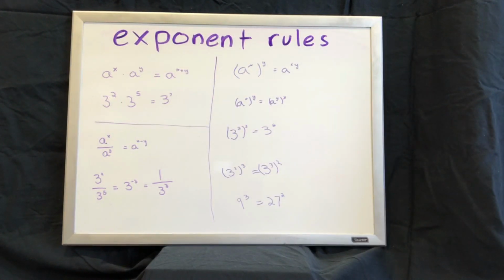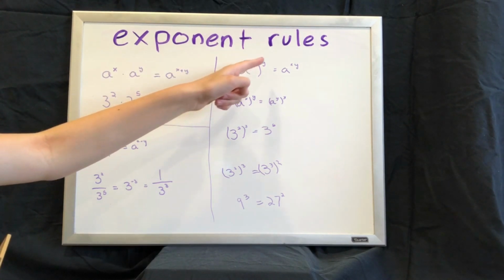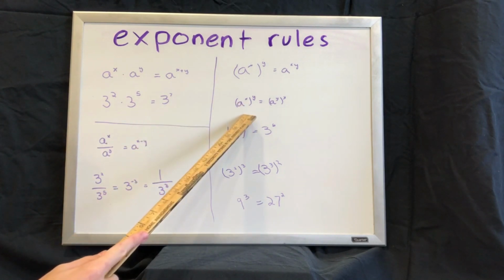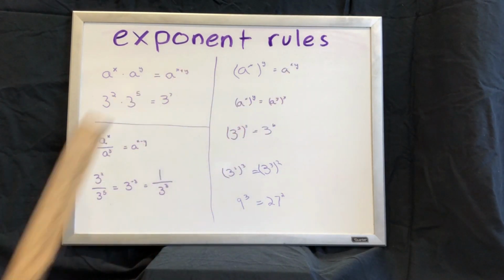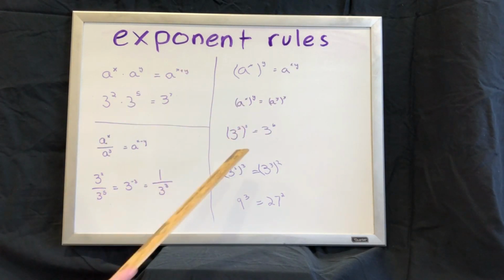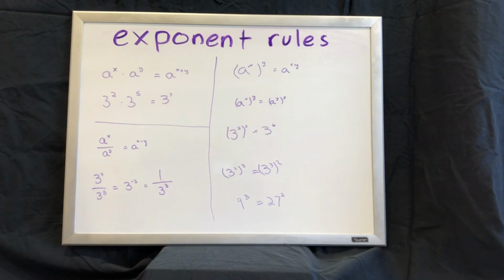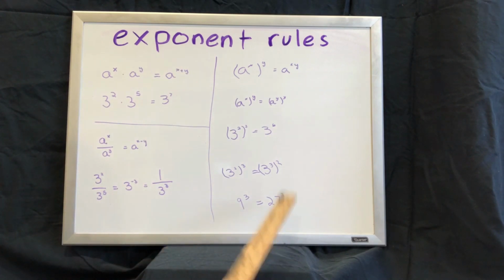Our next rule is that a to the x, all to the yth power, is a to the xy. Remember, x needs to be inside of the parentheses, while y is outside the parentheses. From this, we can also conclude that a to the x to the y is the same as a to the y to the x, because they are both equal to a to the xy. For example, 3 squared to the 3rd power equals 3 to the 6th power. But we can also conclude that 3 squared to the 3rd power equals 3 cubed to the 2nd power. So we have 9 cubed equals 27 squared.